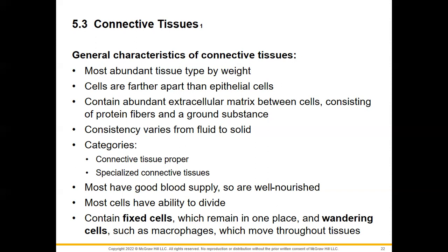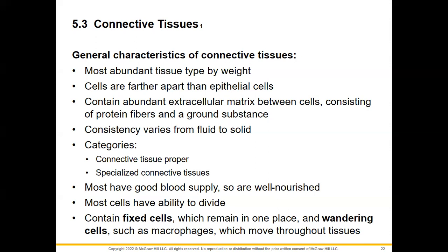The consistency of connective tissues varies, which is another reason why it's so abundant throughout the body. You see, it says that it goes from fluid to solid. You have some connective tissues that are extremely liquid. You have some connective tissues that are very solid, and then you have several in between the two. The categories that connective tissues can fall under are connective tissue proper and specialized connective tissues.